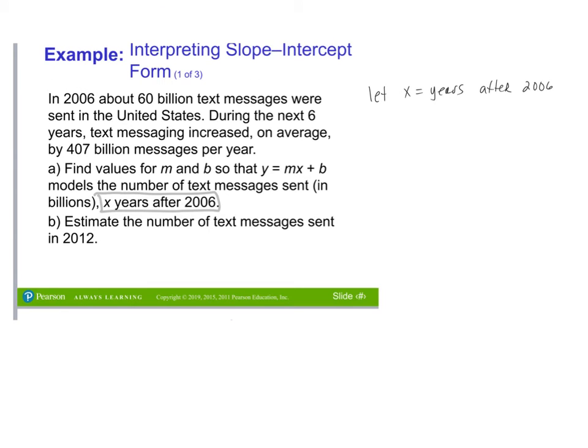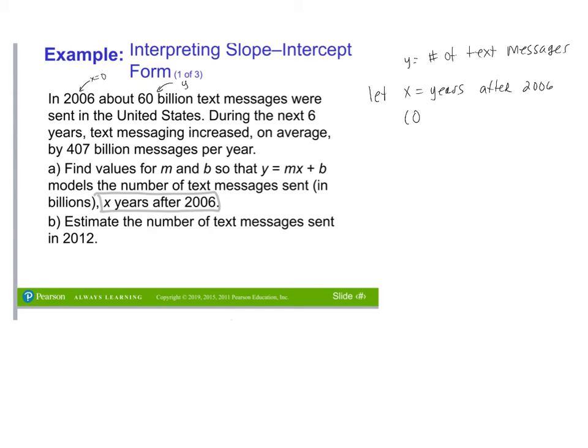Okay, so x is years after 2006. So when x is 0, that would represent 0 years after 2006. So that would be when x equals 0. And y is modeling the number of text messages. So y models the number of text messages. So 60 billion is my y.